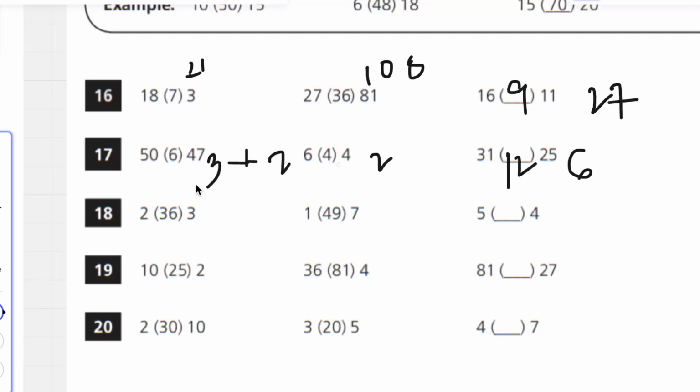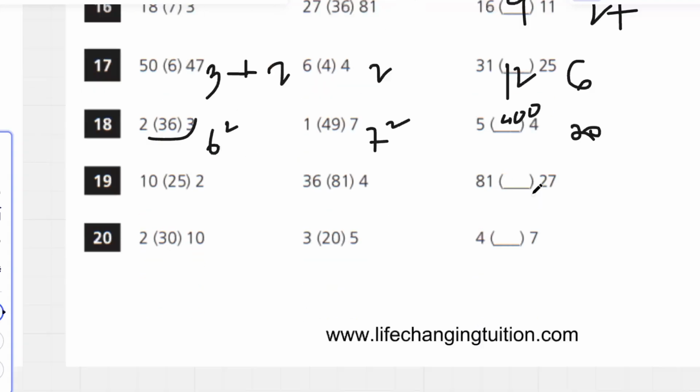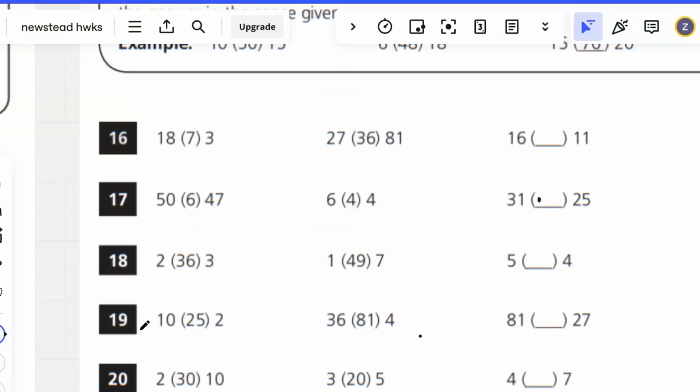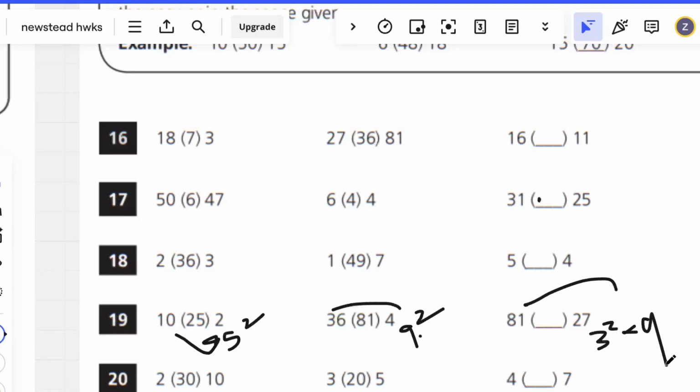Then question number 2, we're going to multiply these and then square the result. You get 400. And then question 19, we can figure this out by dividing these two. We get 5, and then we square it. Divide these two, we get 9, then we square it, and then divide these two, we're going to get 3, we square it to be 9.